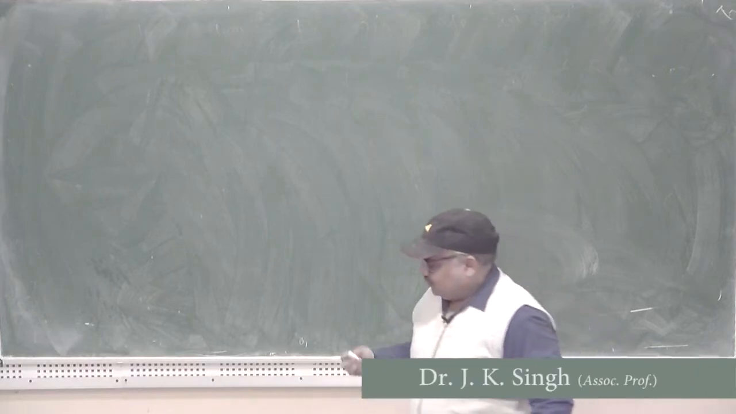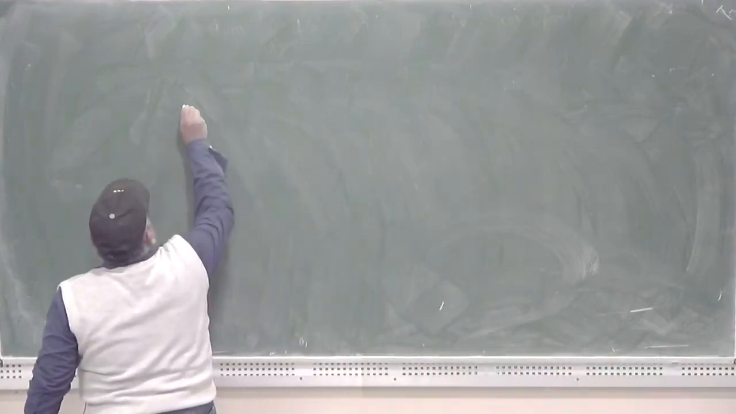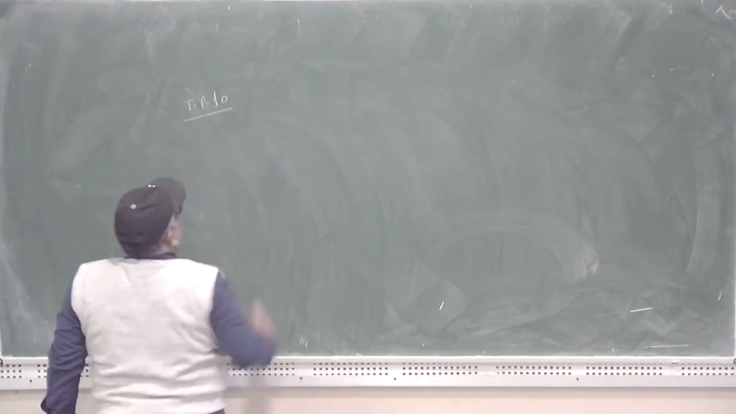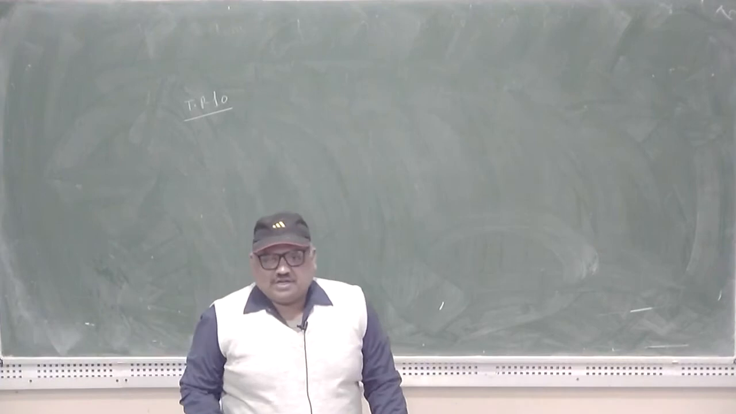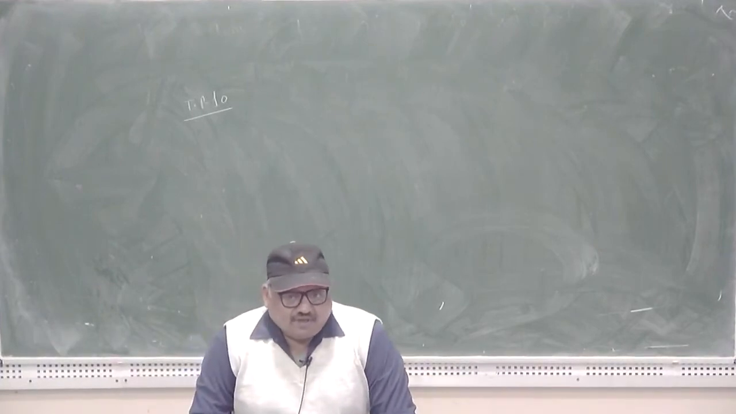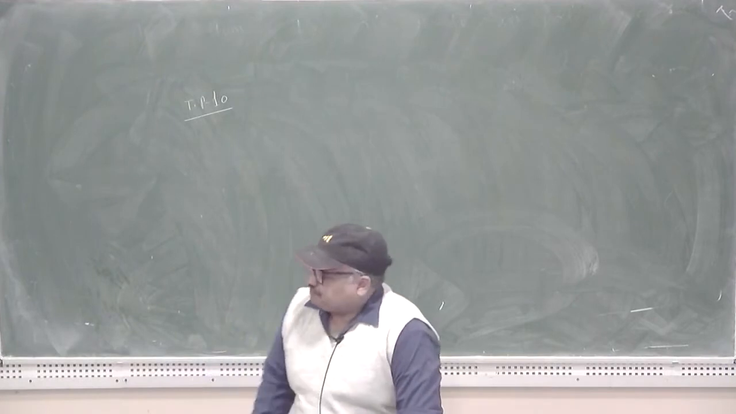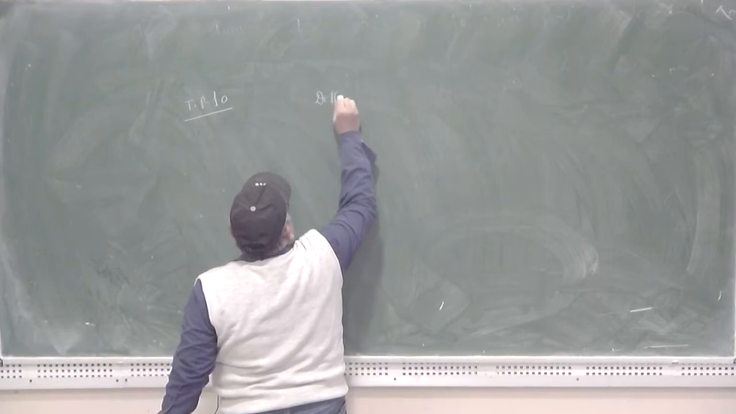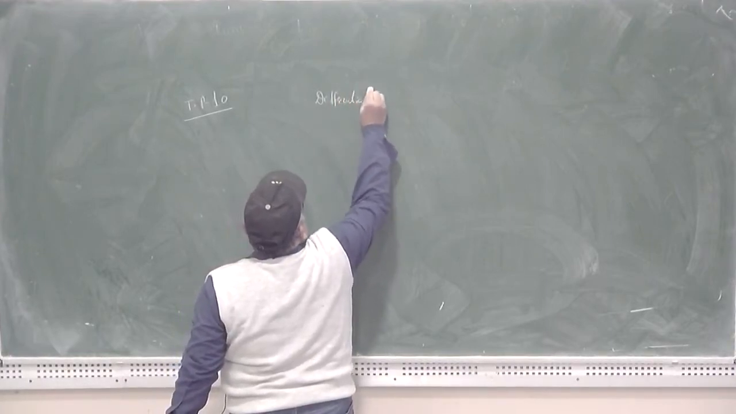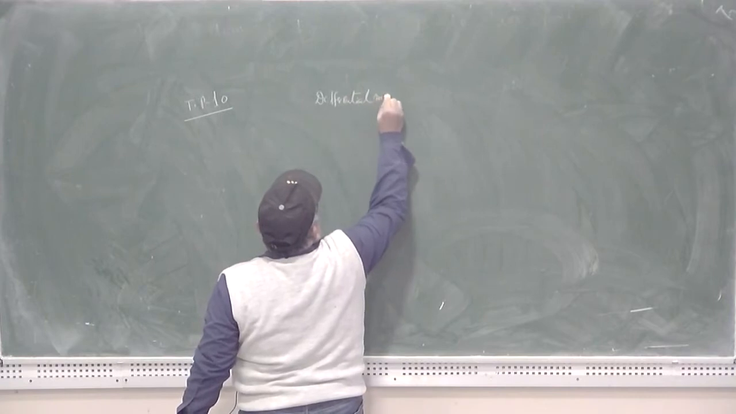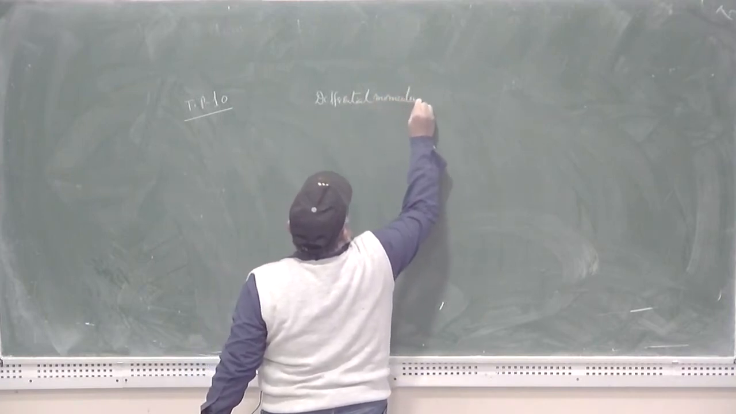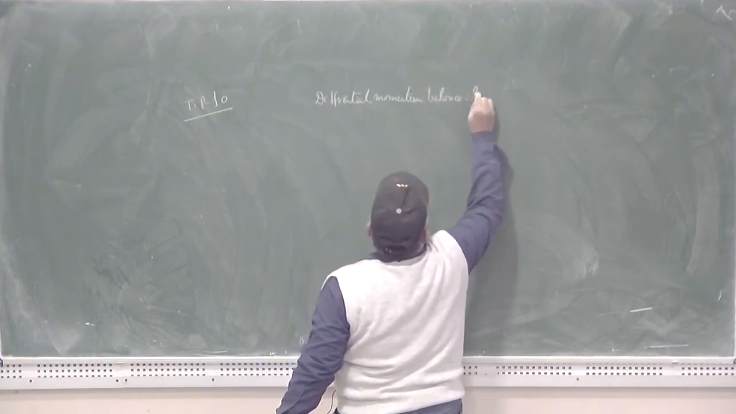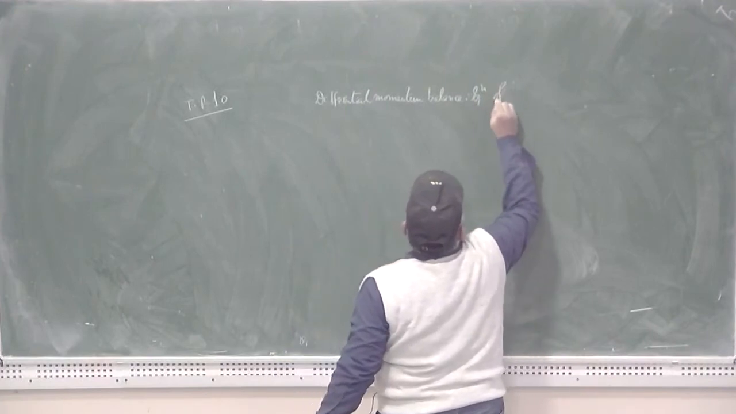We will go through the next class, that is the TP10. In this class we will go through the differential momentum balance or the equation of motion. In today's class we will try to understand what is differential momentum balance, or also called as equation of motion.